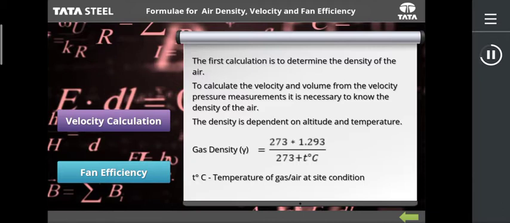The formula for gas density can be expressed as follows, where T refers to temperature of gas or air at site condition in degrees Celsius.